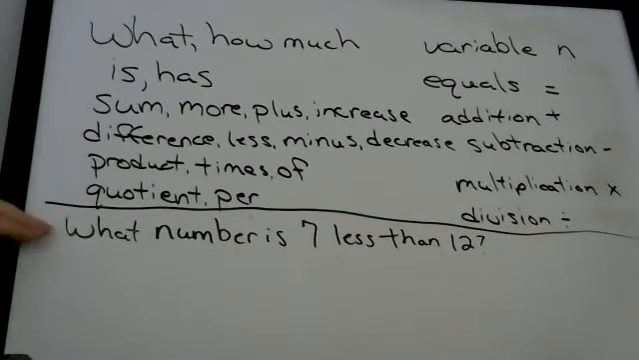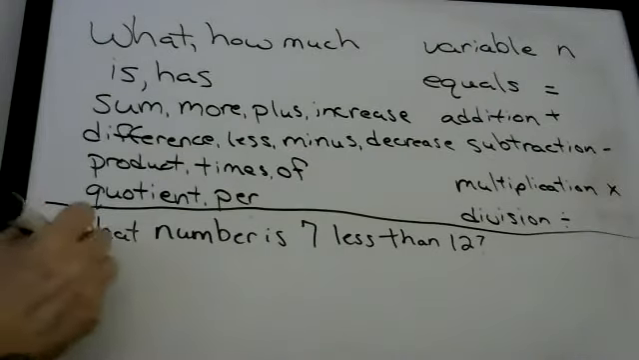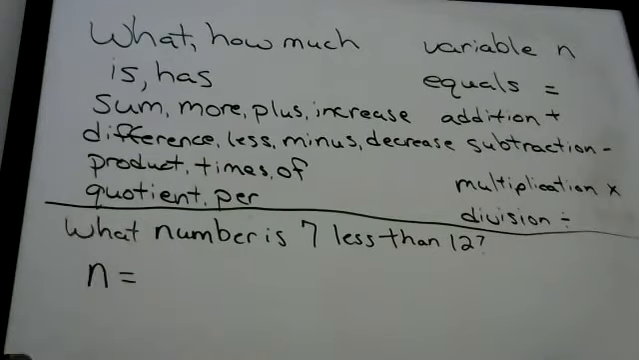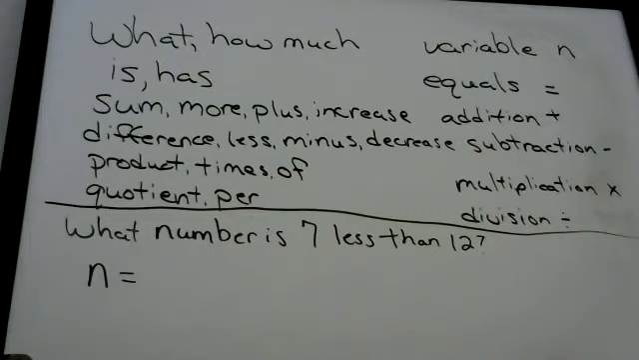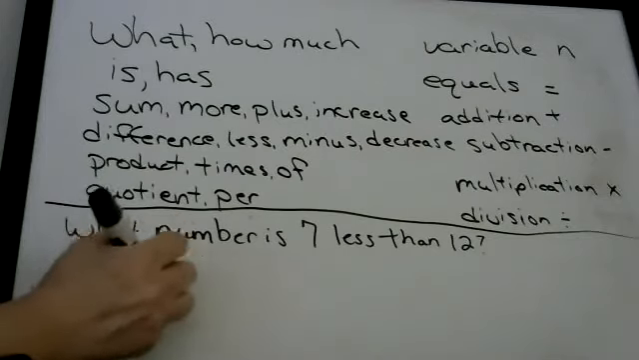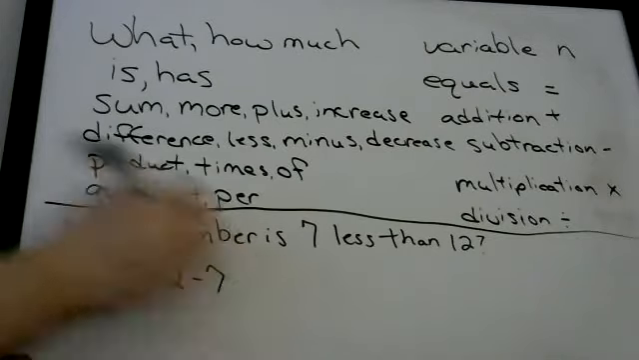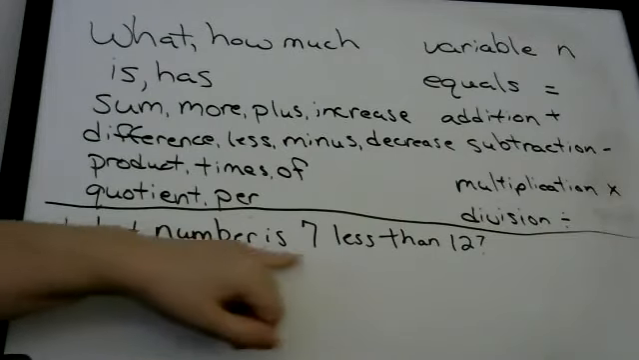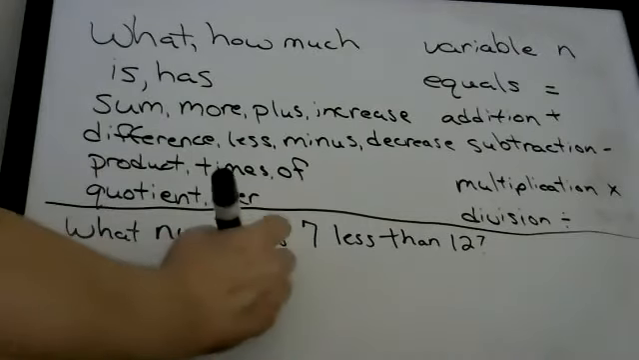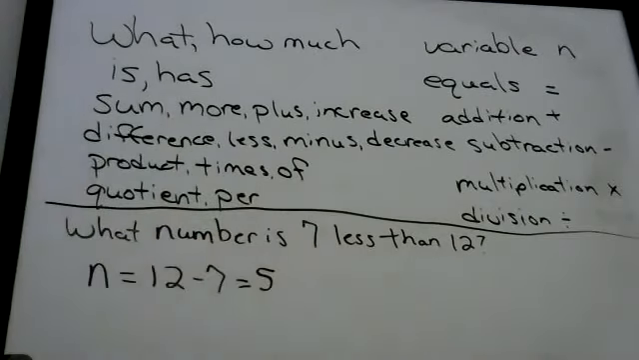Here's another one. What number is 7 less than 12? So we're going to do some sort of subtraction. If you think about it, 7 less than 12, so 7 fewer than 12. So we're going to subtract off 7 from 12. So the subtraction is going to be 12 minus 7. So what number is 7 less than 12? It's just 12 minus 7, or 5.